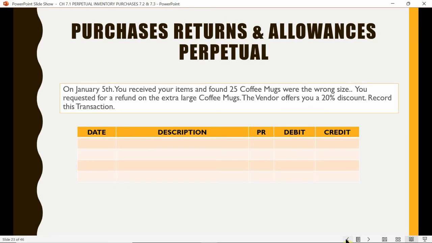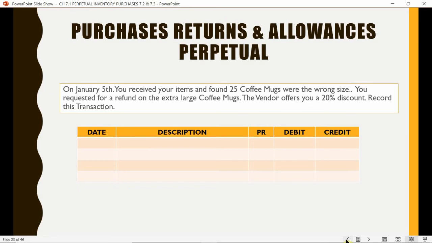And the vendor has offered you an additional 20% off. So they convinced you to take an allowance instead of returning the product to them, because in this case they already sent you 25 of those coffee mugs. And of course, there's nothing wrong with those coffee mugs. They're just a different size. So they can convince you to say, hey, there's nothing wrong with these coffee mugs. They're just a different size.